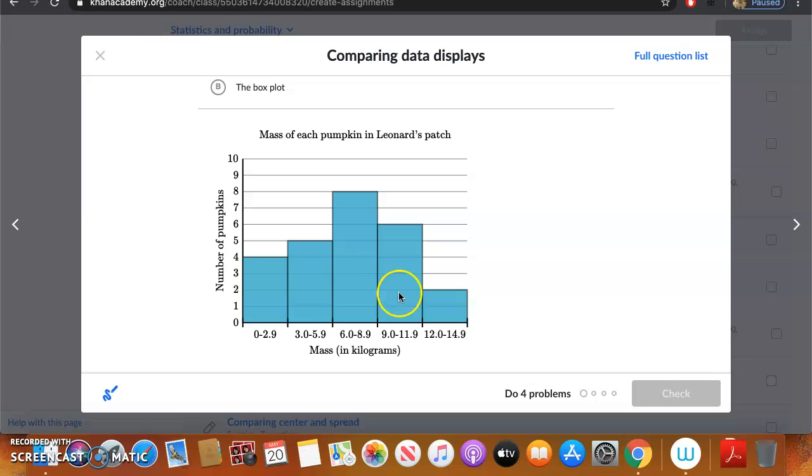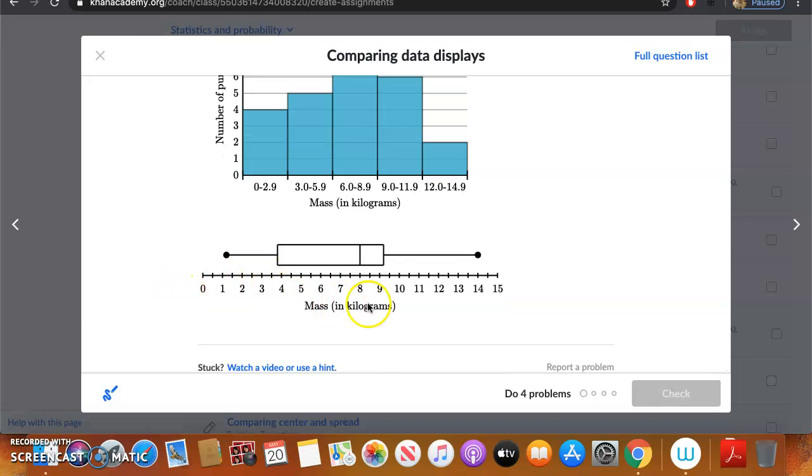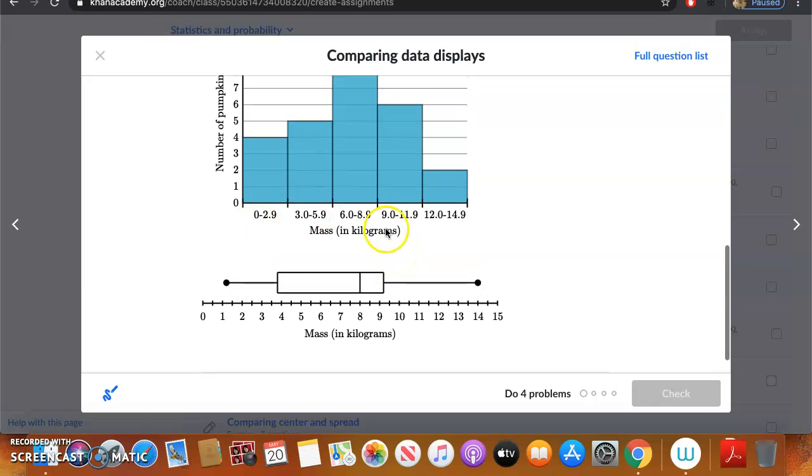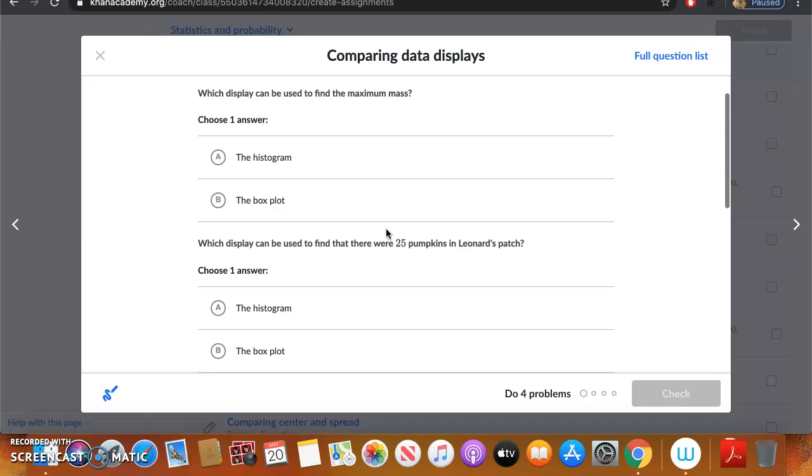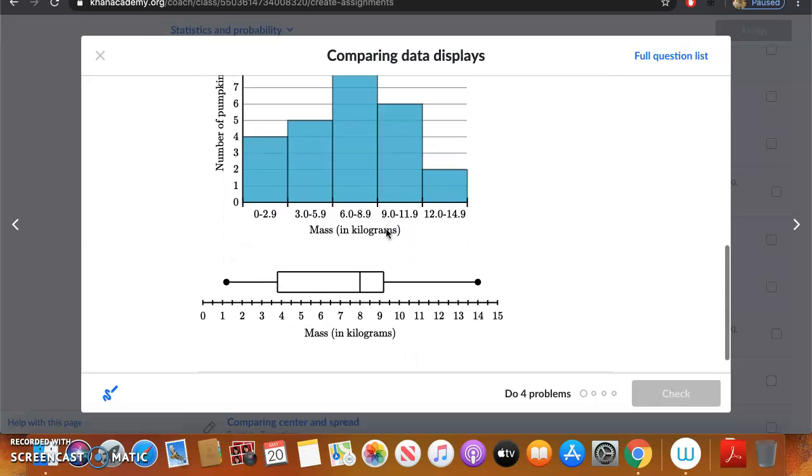Okay, here is the histogram for Leonard's pumpkin patch. And here is the box plot. Okay, so as you can see, to answer the first question for maximum mass, the box plot clearly shows that our maximum value is at 14.